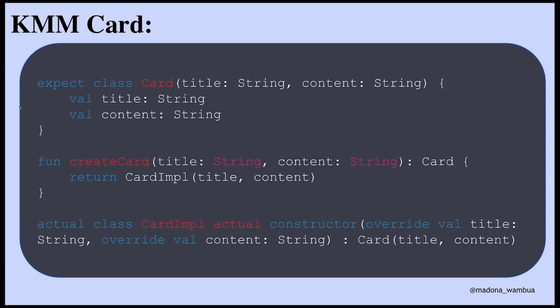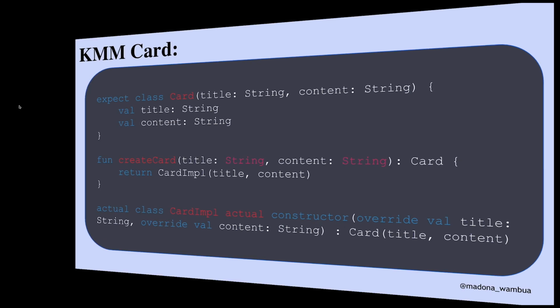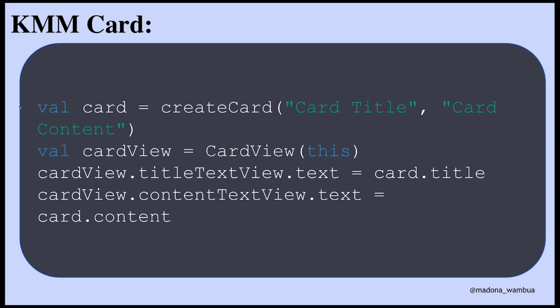On the Android platform, the CardImpl class is used to implement the card interface. Now, the actual keyword is used to indicate that this class provides an actual implementation of the card interface on the Android interface. And as you can see here, we also have another example where we have the create card function, which is used to create a new instance of the card interface, and then the CardView is a custom view that is used to display the title and the content of the card. The title text view and the content text view properties of the CardView are used to set the text of the title and the content of the card.